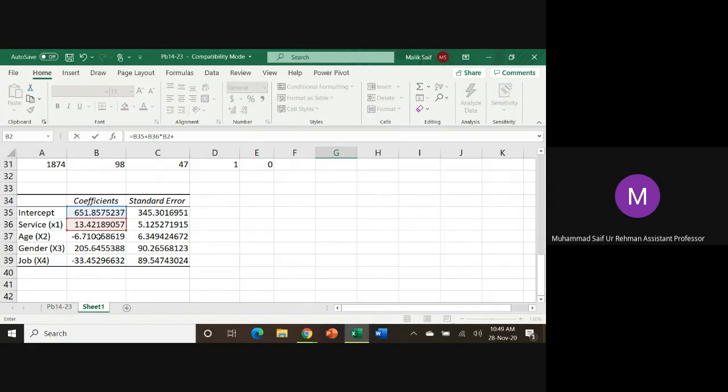Understand? Okay, sir, thanks. Yes, yes, sir. Okay, so then there is beta 2. And if you see beta 2, sorry, yes, B2, this is address.